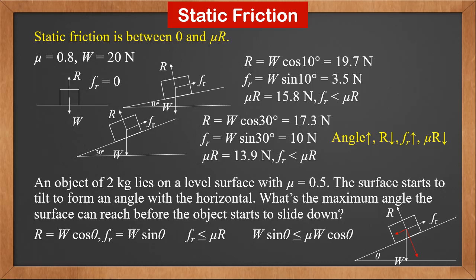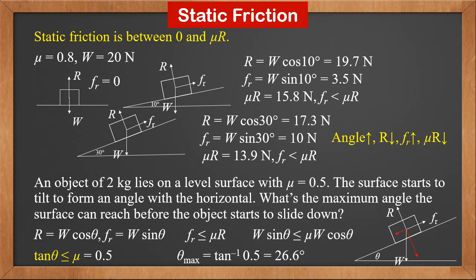We know, Fr is between 0 and μR. Substitute in the values of Fr and R, we get W sine theta is between 0 and μ W cosine theta. Cancel W, and divide by cosine theta on both sides, we get, tan theta is less than or equal to μ, which is 0.5. Therefore, the maximum angle is inverse tan 0.5, which is 26.6 degrees.